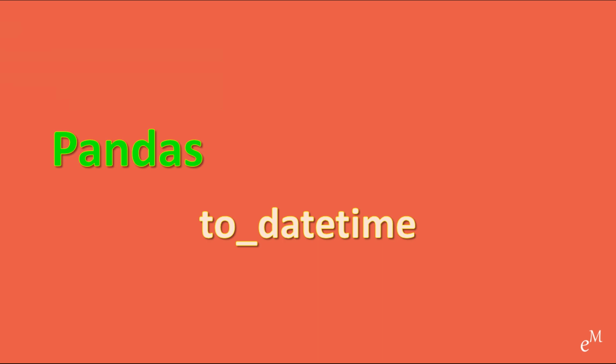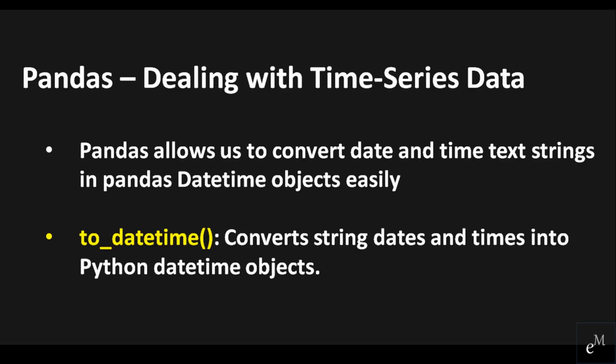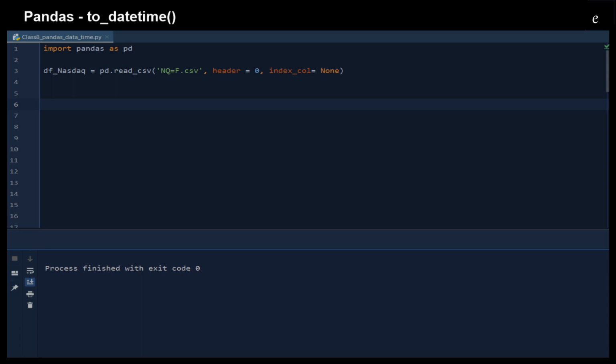The next thing that I want to show you is how we use pandas to deal with time series data. While we are working with data, encountering time series data is very common. Data scientists love pandas for many reasons. One of the reasons is that it contains extensive functions and features for working with time series data. We can convert date and time text strings into pandas datetime objects easily by using the to_datetime function. So let's see how we can do that.